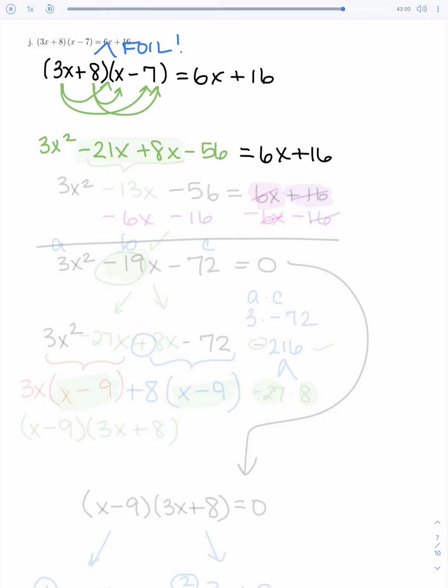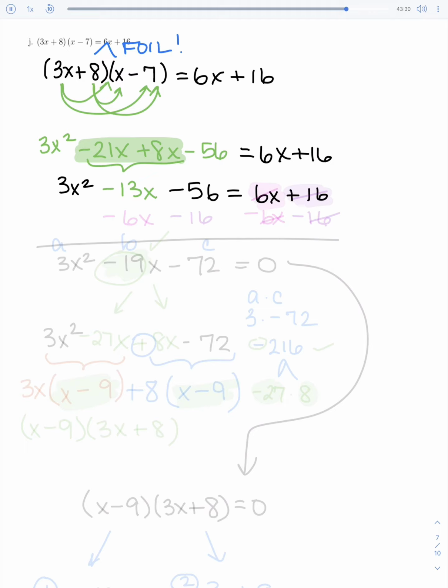Now we can continue after FOILing by combining like terms. We've got a negative 21x and a positive 8x in the middle. That can be combined. The 3x squared at the front will stay the same. The middle, when we combine or add like terms, the negative 21x plus the 8x will give us negative 13x. And the last piece, the negative 56, will stay the same. And we haven't done anything with the other side.